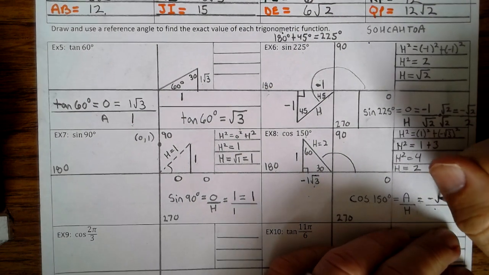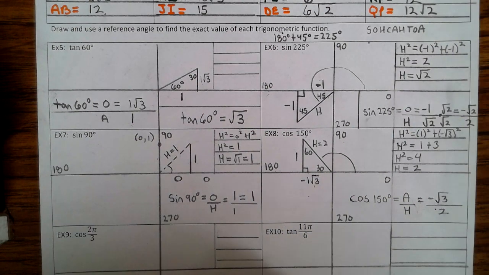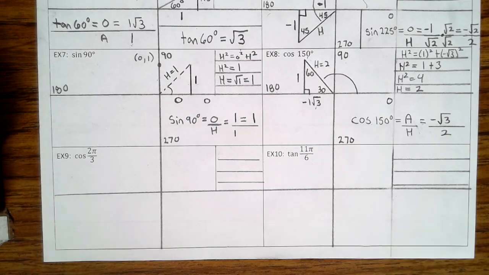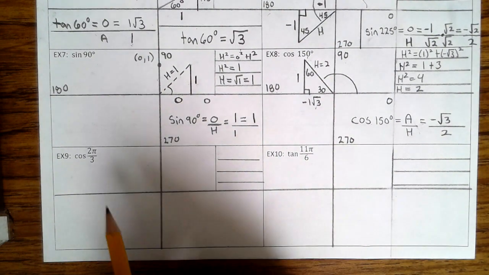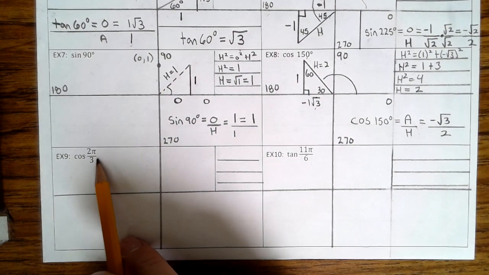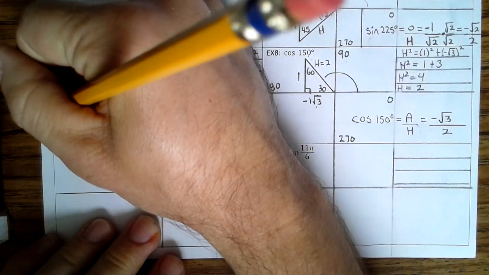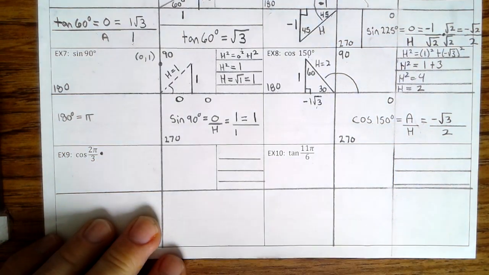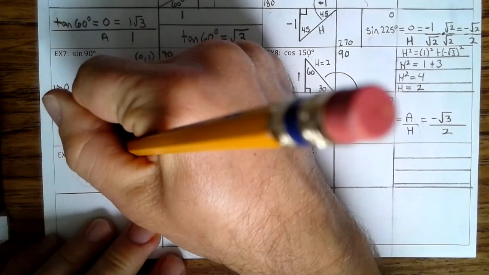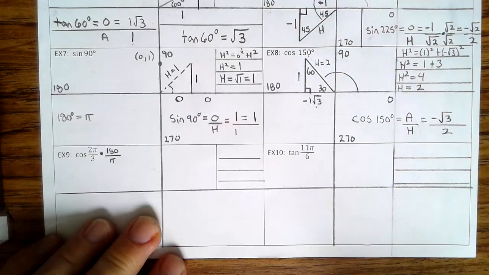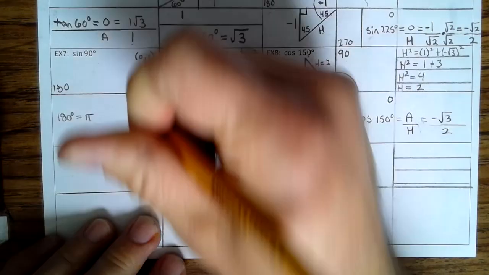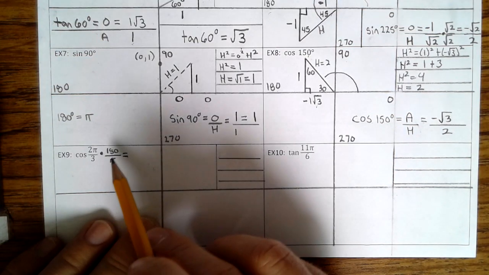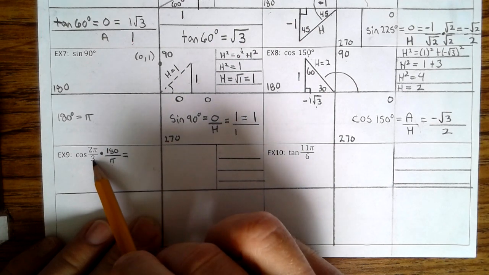All right, example 9 and 10, you notice that they're not in degrees, so we need to convert this to degrees. Well, we know that 180 degrees is equivalent to pi. So what we're going to do is multiply by 180 divided by pi. And what that does is the pi's divide out, and then 3 goes into 180 60 times. So this becomes 60. So 2 times 60 is 120 degrees.